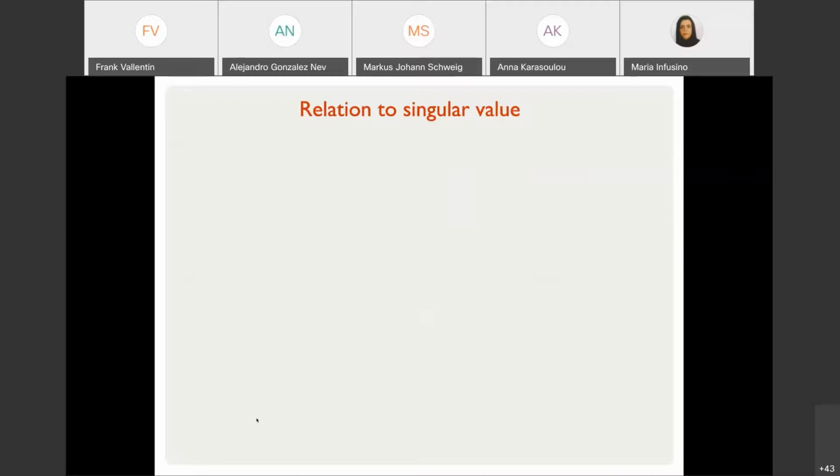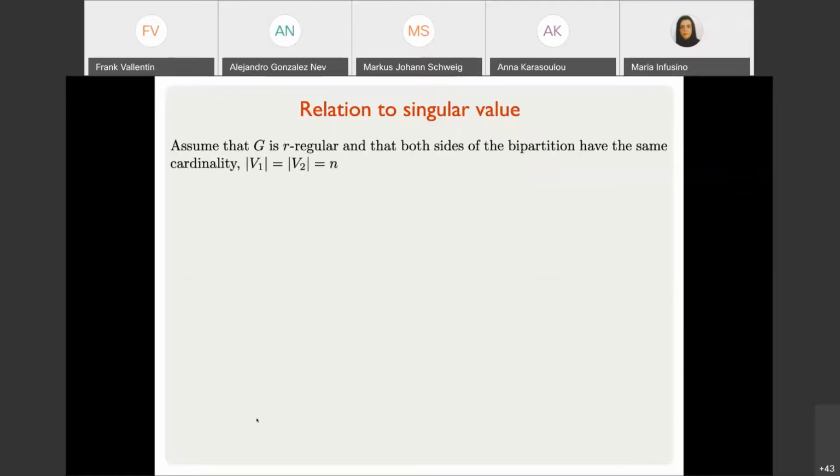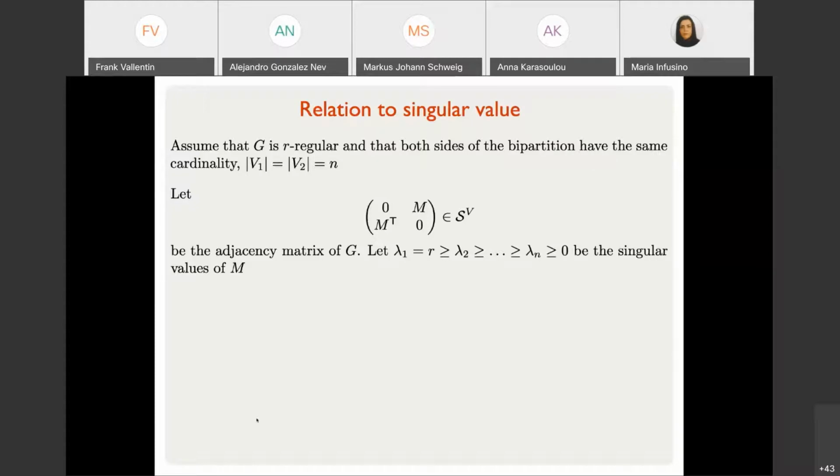Now we want to simplify it, and we want to see what the relation to singular values is. So let's make the setting a bit simpler. Let's assume that G is an R-regular graph, bipartite of course, and we also want to assume that both sides of the bipartition have the same cardinality, and both sides have size n. Then let the following matrix be the adjacency matrix of G. It has a block form, like 0, M, M transpose, 0, because it's bipartite.